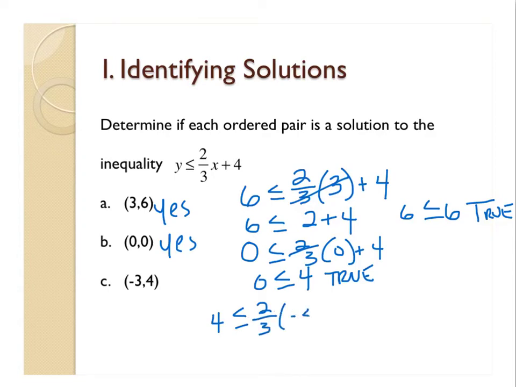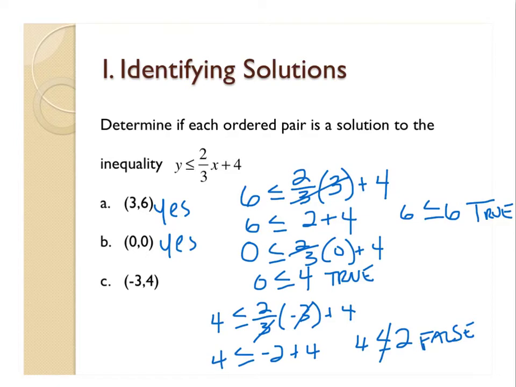Last ordered pair, 4 for y, and -3 for x. The 3's are going to cancel there, so -2 plus 4. And we get 4 is less than or equal to 2, which it indeed is not. So that is false. And this ordered pair is not on that line, or in that graph, or a part of that solution set.